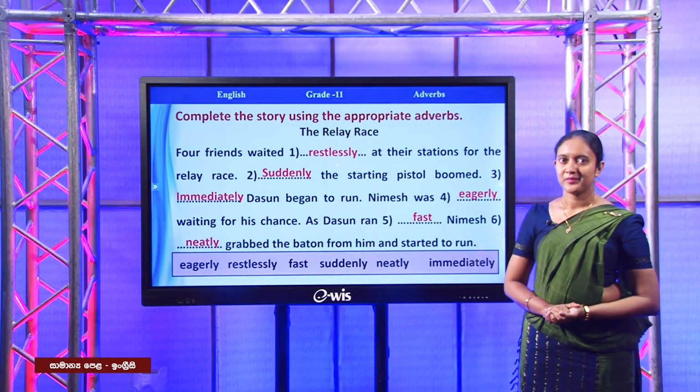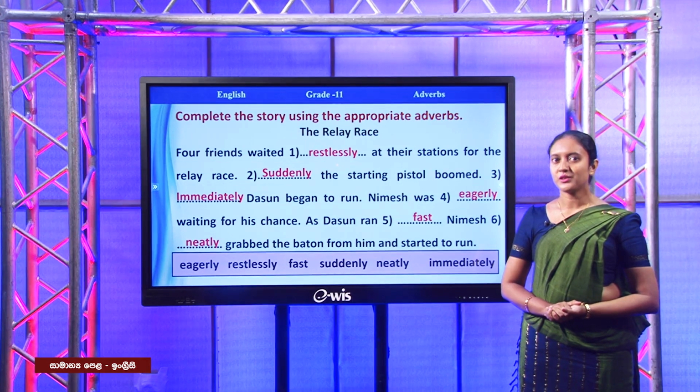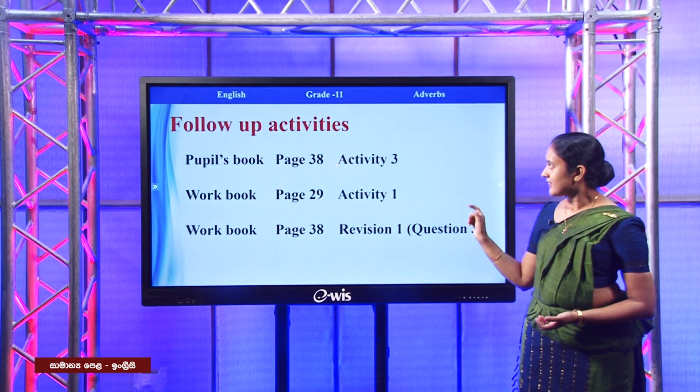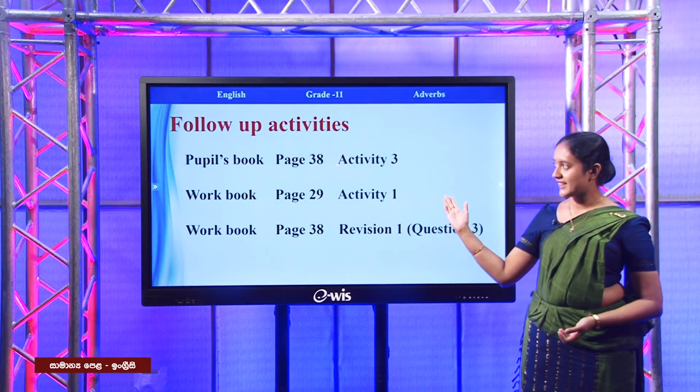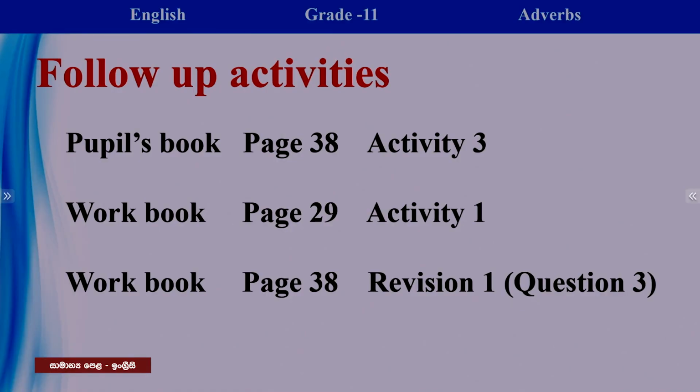Alright children, I hope you could complete the story with the most appropriate adverbs. For further practice, you can leisurely do these activities in your pupils book and workbook. Pupils book page 38, activity 3. Workbook page 29, activity 1. Again workbook page 38, revision 1, question number 3.